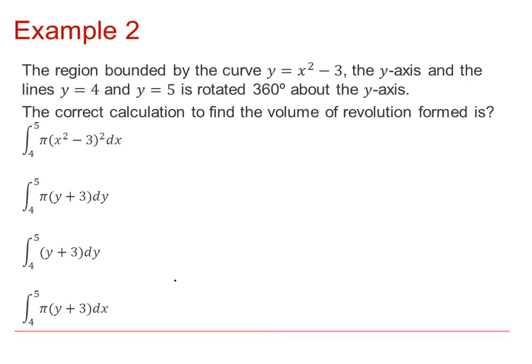So here the region bounded by the curve y equals x squared minus 3, and the y-axis between y equals 4 and 5 is rotated fully about the y-axis. Which is the correct calculation to find the volume of revolution? First thing, we need to make sure we've got the right formula. It's a rotation about the y-axis, so volume is the integral of pi x squared dy from y equals the starting value, which is 4, to y equals 5.